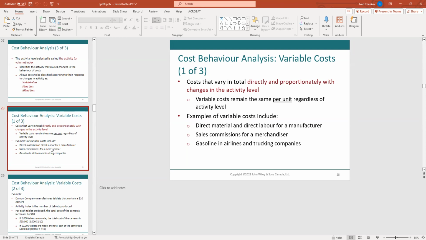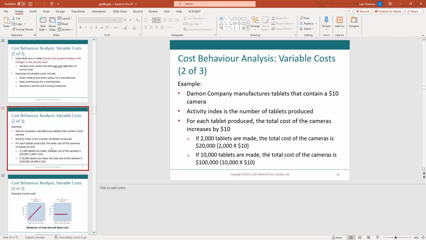If the price is $2 and you put in 10 liters, that will be $20. And the more you fill up, the more you have to pay. Examples of variable cost again will be direct material and direct labor. Why? Because they're directly related to the volume of the products that we're selling. Sales commission for merchandising, because the more you sell, the more commission you have to pay. And gasoline for the airlines.